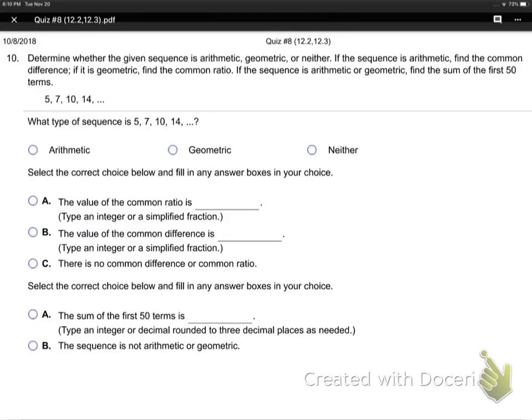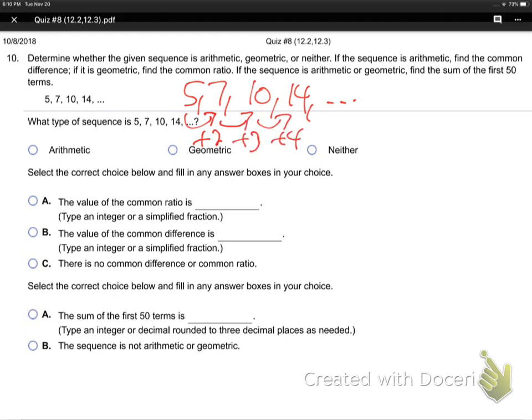Okay, so number 10 here. What's going on? So we have 5, 7, 10, 14, dot, dot, dot. What's happening? It's adding 2, adding 3, adding 4. So that's neither, because it's not adding the same number every time. It's not multiplying the same number every time. So there's not a common difference. It's not arithmetic or geometric. If it was adding the same number every time, it'd be arithmetic. If it was multiplying the same number, it'd be geometric. But it's neither.